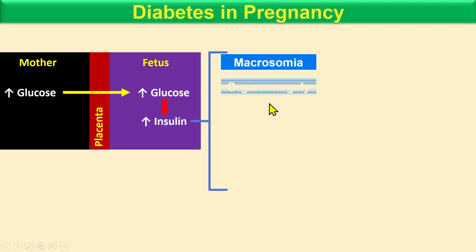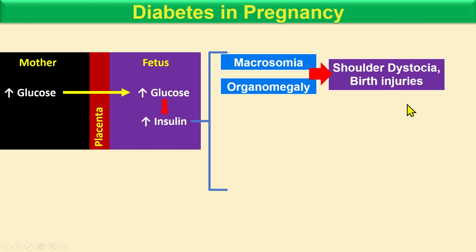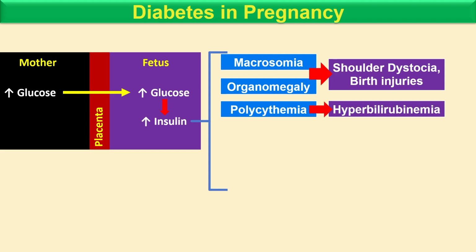Number one is macrosomia and organomegaly, which causes what? Which causes shoulder dystocia or birth injuries. High insulin also causes polycythemia. Polycythemia means a high level of blood, RBC. Why is this? Because there is a high level of erythropoietin due to renal injuries. This causes hyperbilirubinemia because more RBC means more destruction, more hemolysis, which will increase the bilirubin, which causes the jaundice.